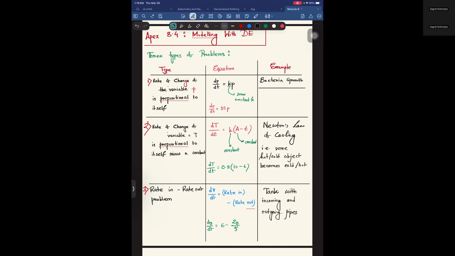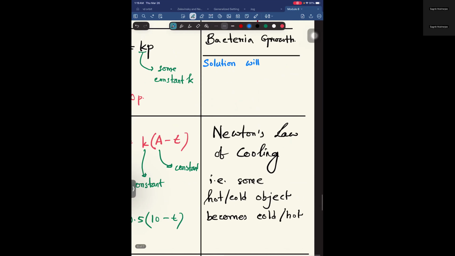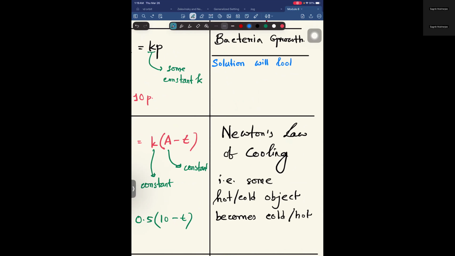It is always going to look like y equals c e power kt, where c is again some other constant.